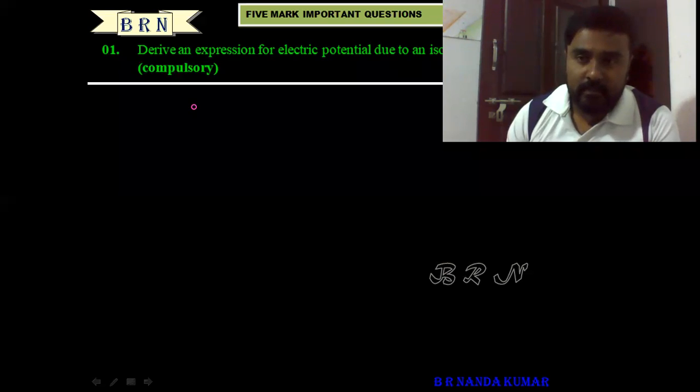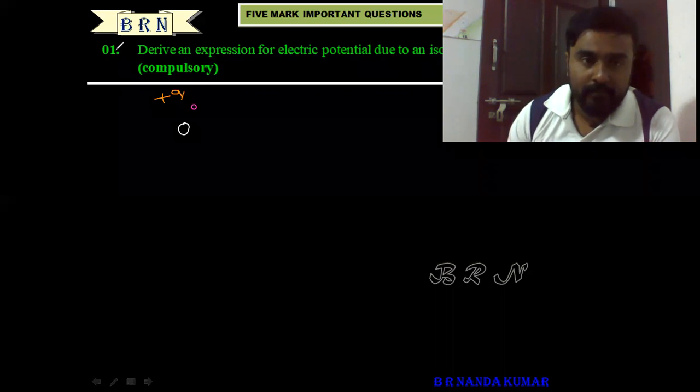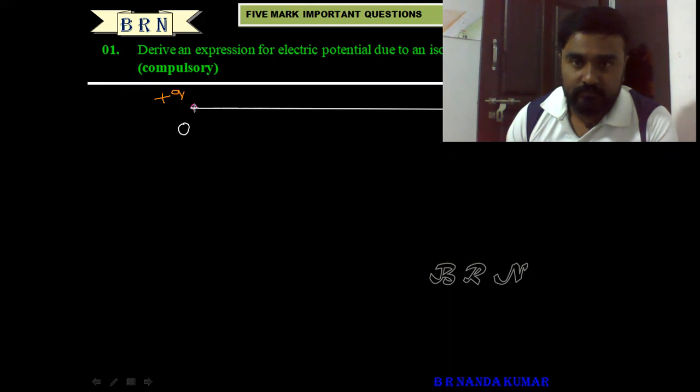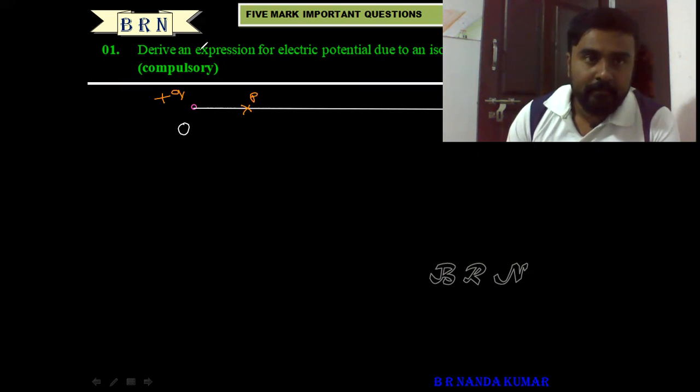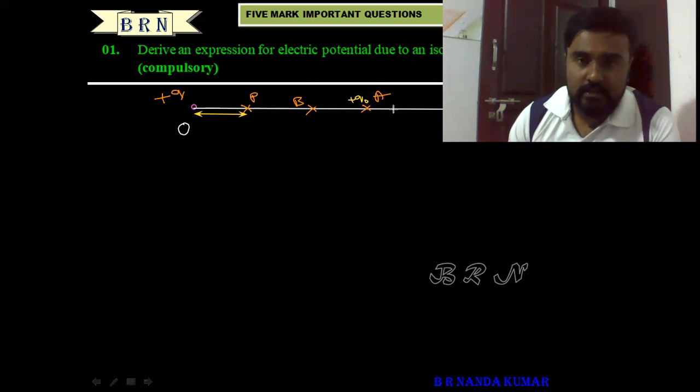First, let us consider an isolated positive point charge plus Q that is located at point O. Now consider observation point P. The distance from O to P is R. Now consider 2 more observation points A and B. A unit positive test charge plus Q naught is placed at point A. Due to plus Q at O, plus Q naught at A will experience a repulsive force. Correct? It gets repelled.